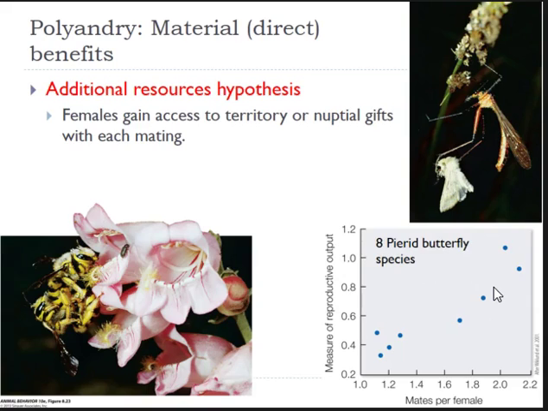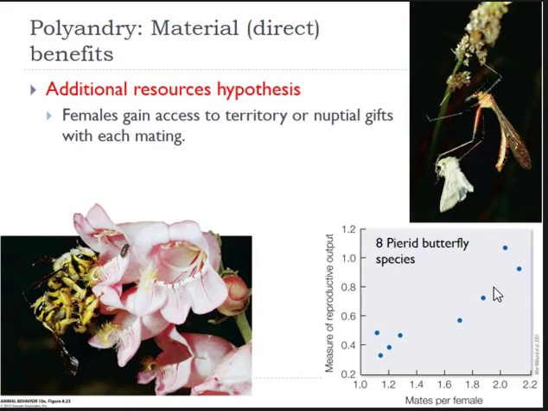Polyandry can also be driven by material or direct benefits, where females are directly receiving some reward that gives them an advantage, oftentimes a survival advantage, by choosing a particular male. So we've already talked about nuptial gifts. In many cases, females directly receive a nuptial gift. So this is this hangingfly we talked about. Here he is giving a moth to a female, and females are choosy based on the size of the reward that they're getting.